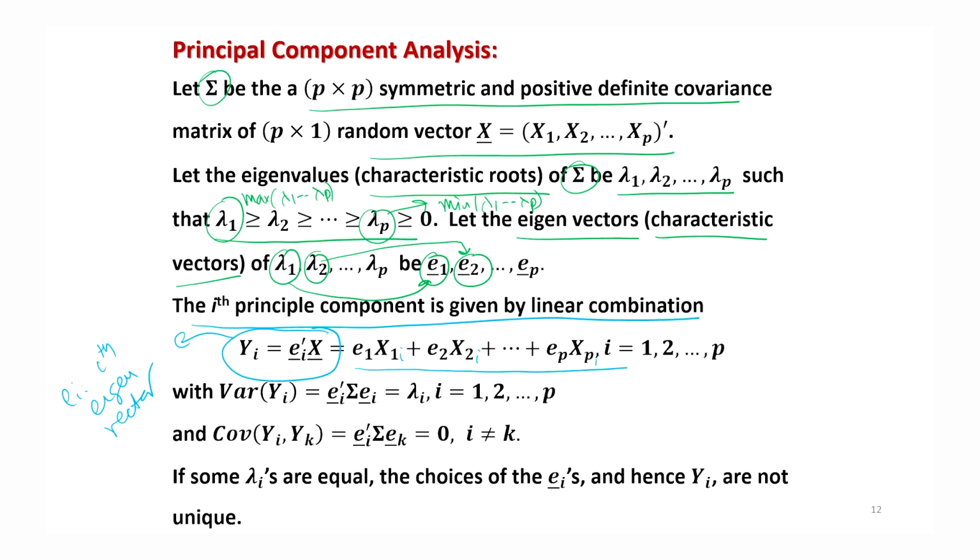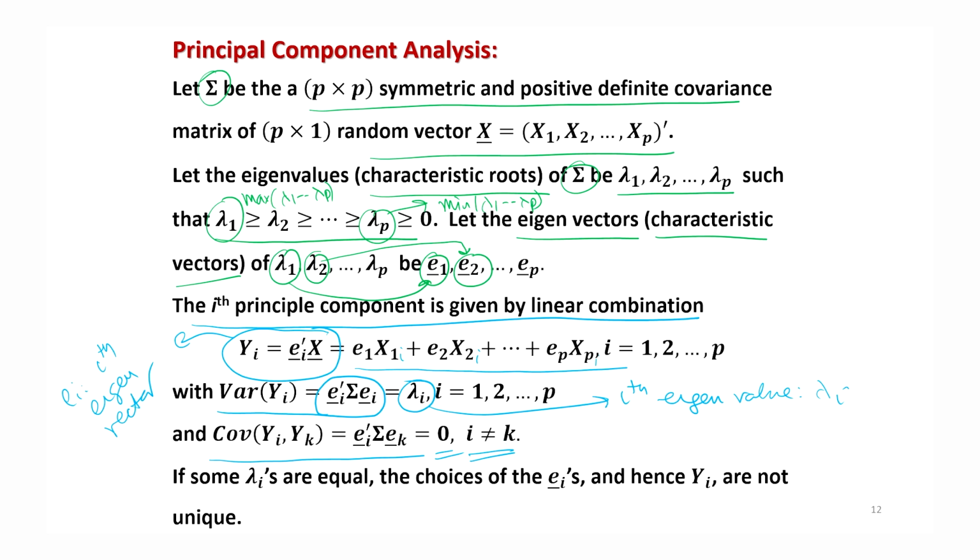Right. This yi has a variance ei transpose sigma ei, and this is the same as lambda i. What is lambda i? Lambda i is the ith eigenvalue, right? And the covariance between yi and yk is ei transpose sigma ek, which is equal to 0 for i not equal to k.